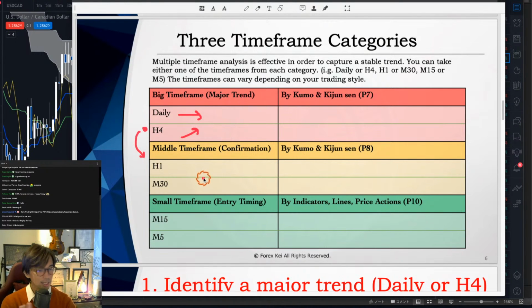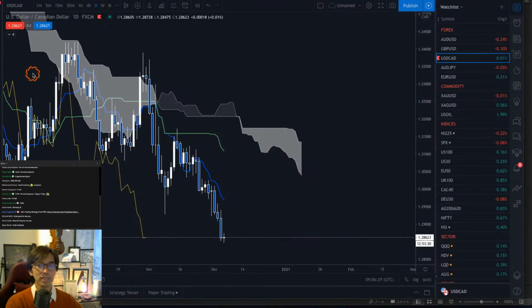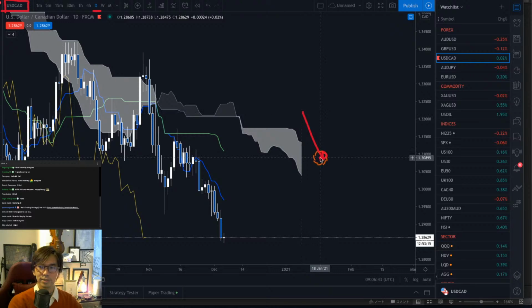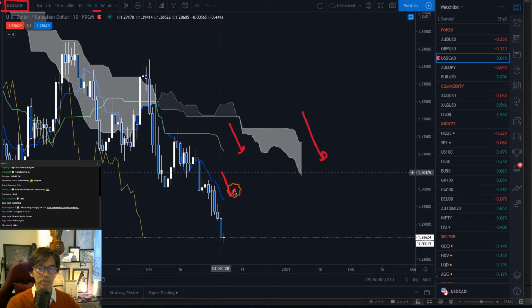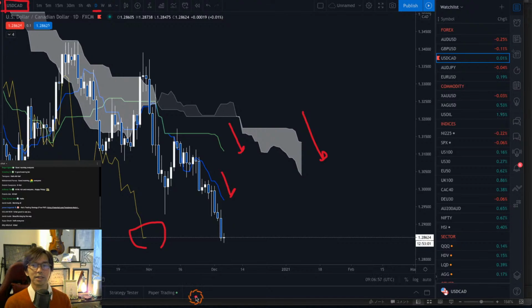So in that sense, right now this USDCAD pair is downtrending. Here is the daily chart, and this is the USDCAD pair. This is going down because the Kumo is moving down. Senkou Span A and B are down, Kijun Sen is down, Tenkan Sen is also down, and also the Chikou Span is below the candles. So this is a good confirmation for the downtrend, and whenever I see this kind of market, this is one that I will look for the sell chance.